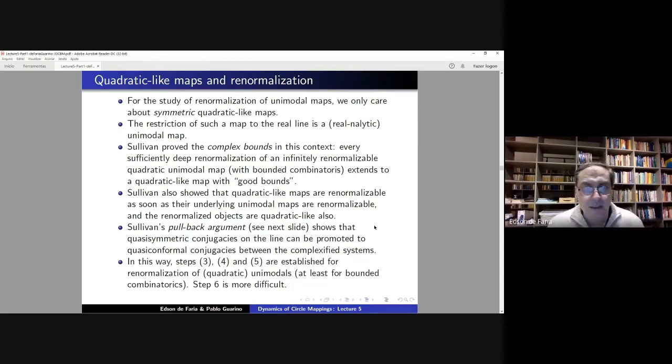So in this way, what you get is steps 3, 4, and 5 of Sullivan's strategy, of Sullivan's recipe for renormalization. In the context of unimodal maps, Sullivan had already proved steps 1 and 2. He had already proved the real bounds, and he had already established this quasi-symmetric rigidity in the post-critical set. Okay. So what remains here is step 6, which is the fact that the successive renormalizations are really contracting. They're converging exponentially fast. This is much more difficult.